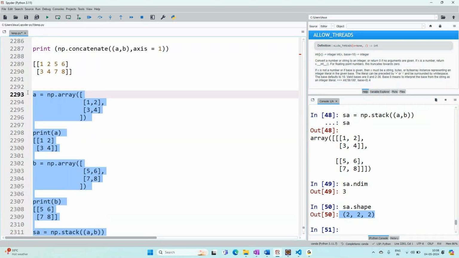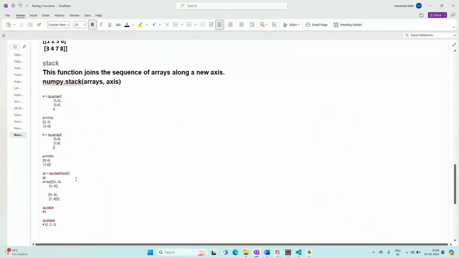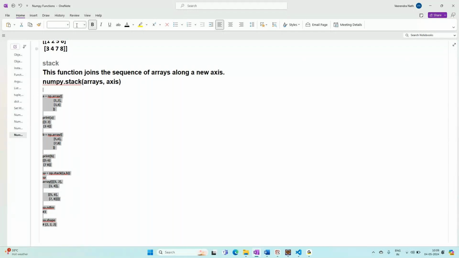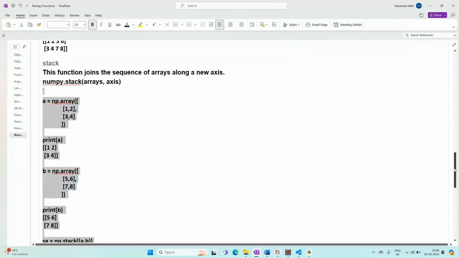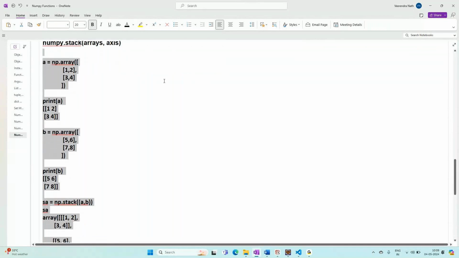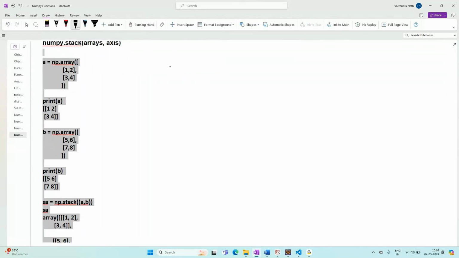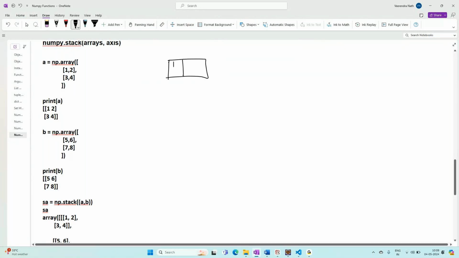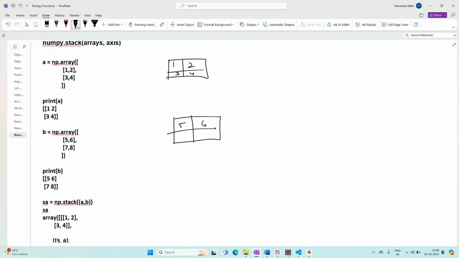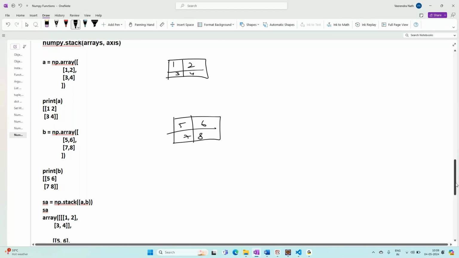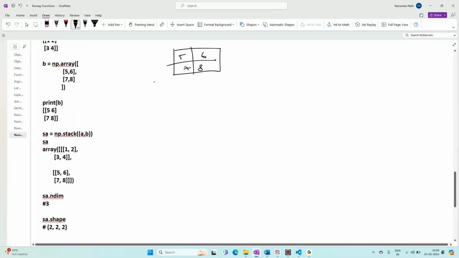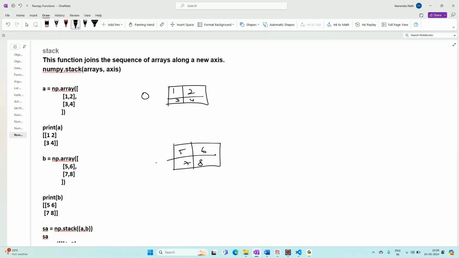Because stack will make the arrays join. So here we will not use the word combine, because combine will give you concatenation. But what is happening here? The first one is 1 2 3 4, and the second one is 5 6 7 8. Now if you look at stack of a comma b, this is 0 and this is 1, and this is 0 1 as well, obviously.